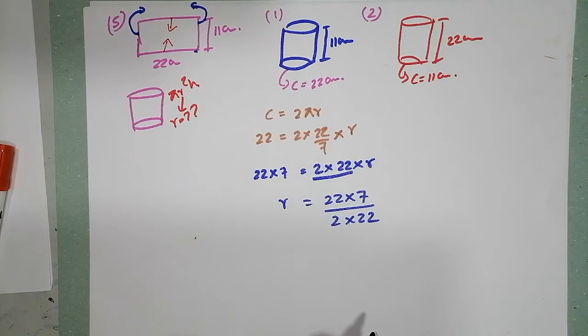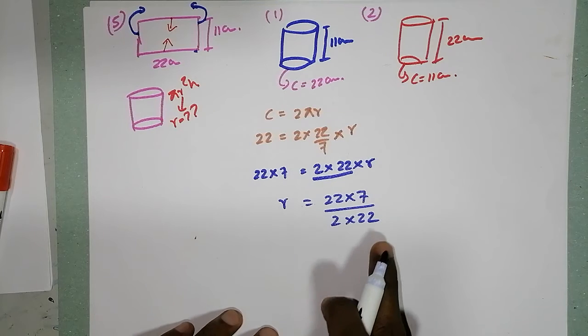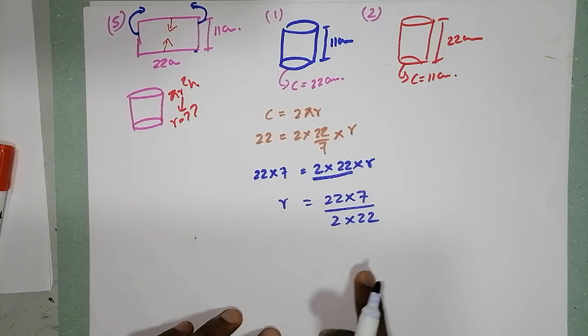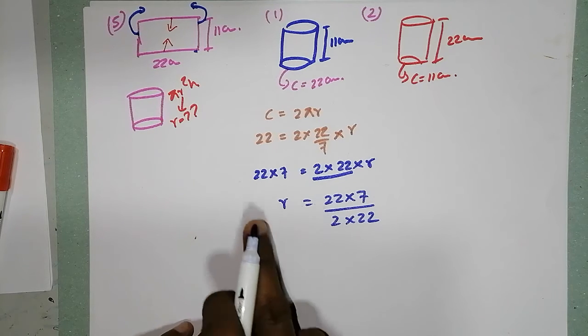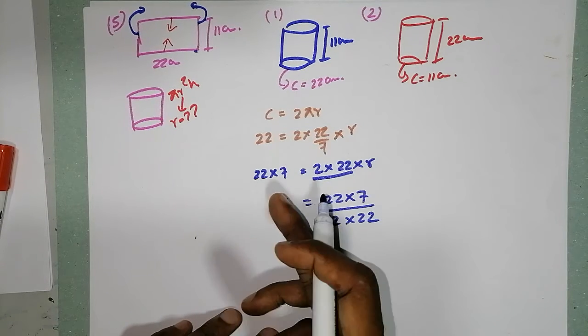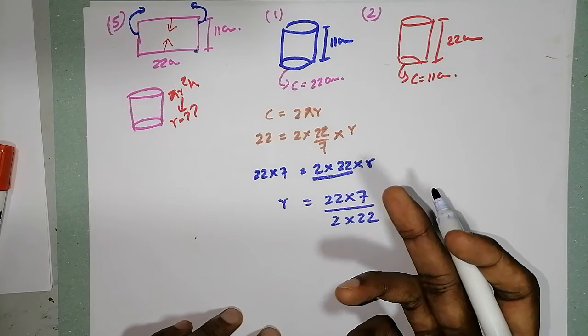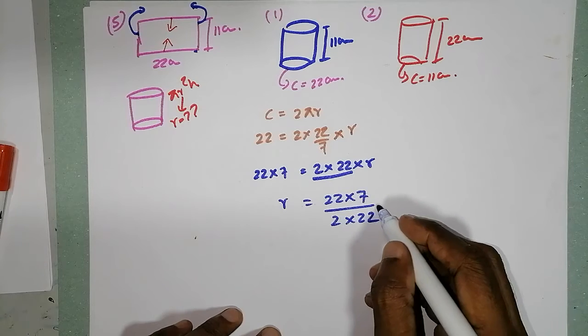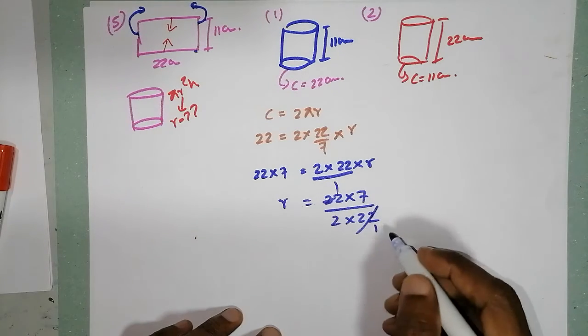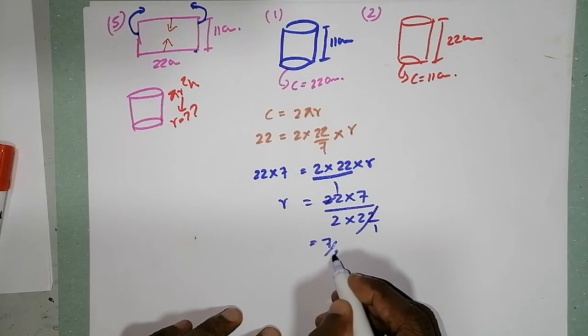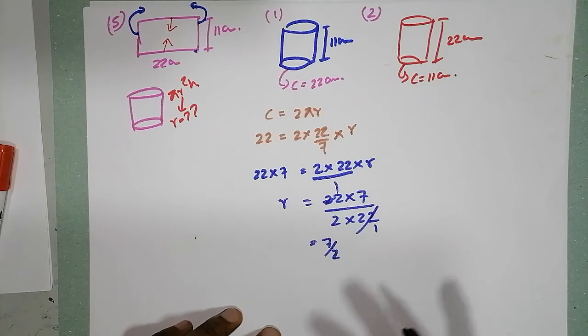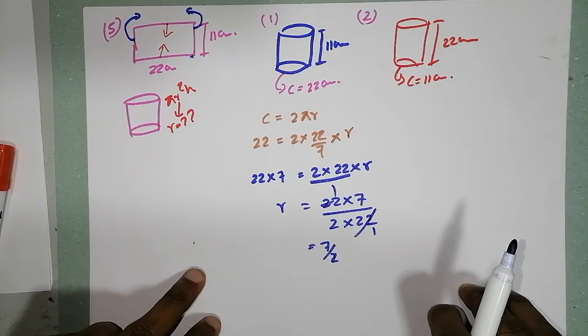Carefully make r the subject. Now you have the idea, and you can easily cancel. If you multiply it out, it will be a larger value, so you have to think and take more time. 22 times 1, 22 times 1, so it's 7 over 2. We'll keep it as 7 over 2, which is 3.5.